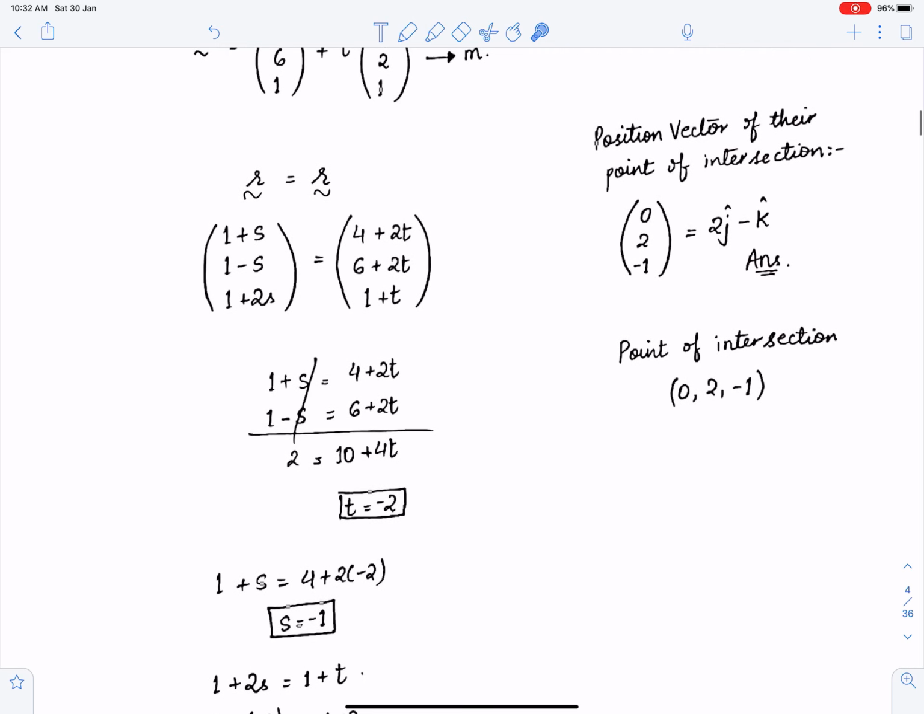And if they ask find the position vector of their point of intersection, then you have the option to either substitute T here or S here. I substituted S here and I got this thing. If they ask find the point, there is a difference. Position vector and point. Position vector means give your answer in vector form, and point means give your answer in coordinates form. Just convert this into coordinates form.